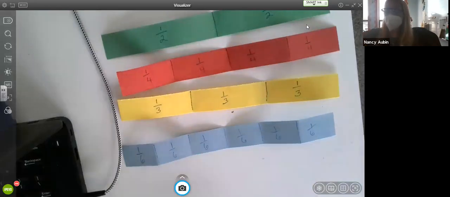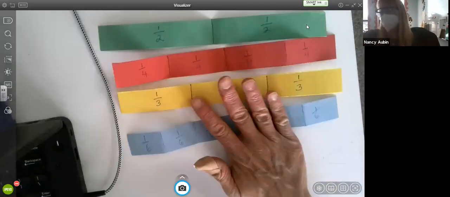So we have halves, we have fourths, we have thirds, we have sixths.